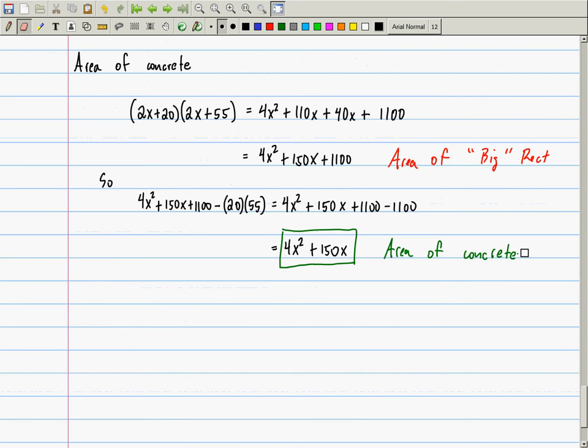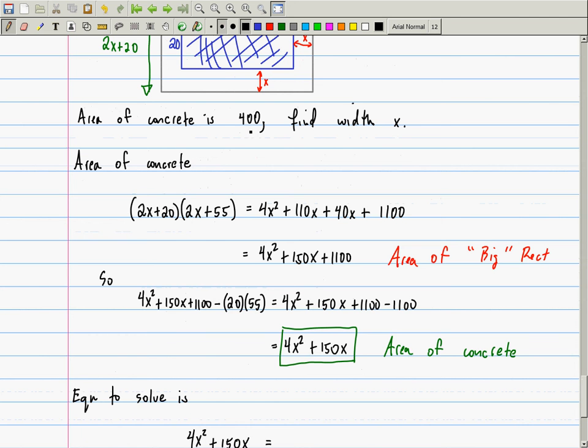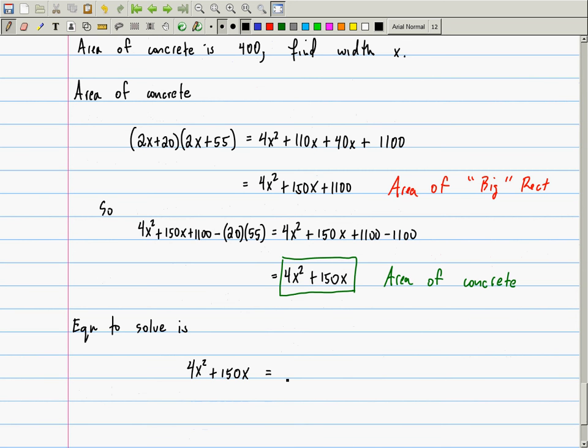Okay, is there any question on how we came to the formula for the area of the concrete? Okay. So now the equation that we need to solve is 4x squared plus 150x. That is the area of the concrete. And we know that the area of the concrete is what? I wrote it at the top. The area of the concrete is 400. So this is what we need to solve.